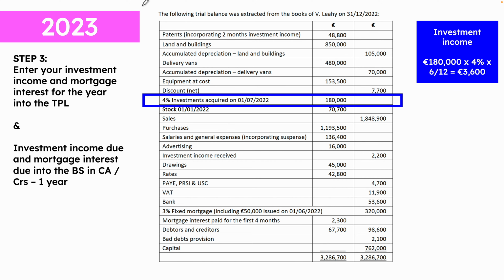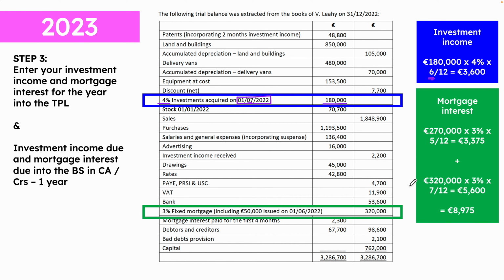So here we have 180,000 investments. They are 4% investments, so we're earning 4% on them. We acquired it, we bought it on the 1st of the 7th. So we're going to have it for all of the 7th month: 7, 8, 9, 10, 11, 12. So that is 6 months of the year, €3,600 there.